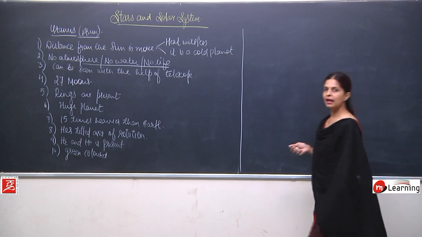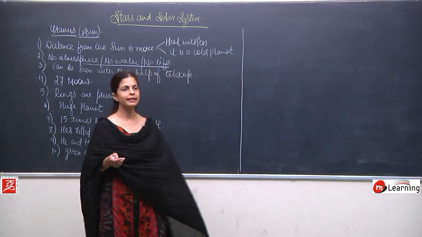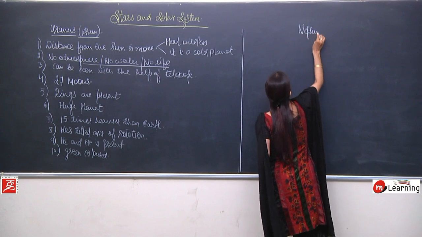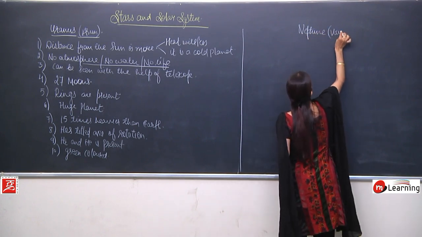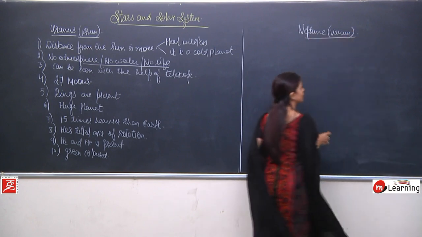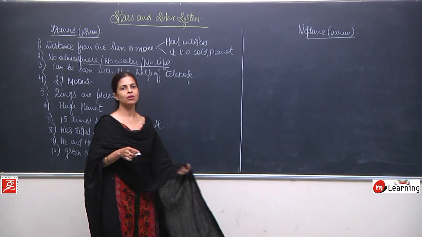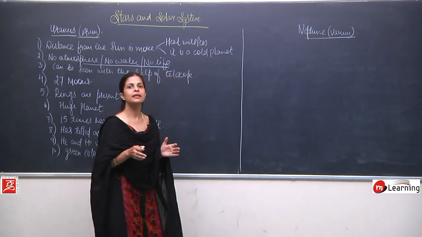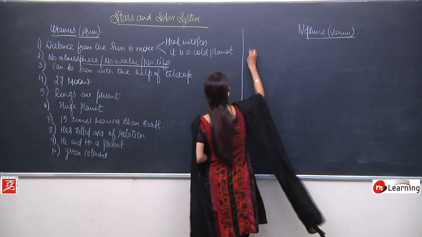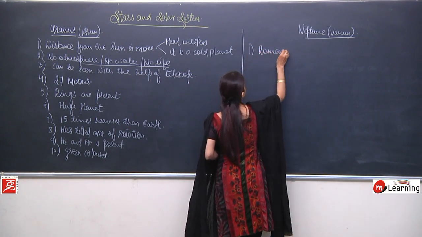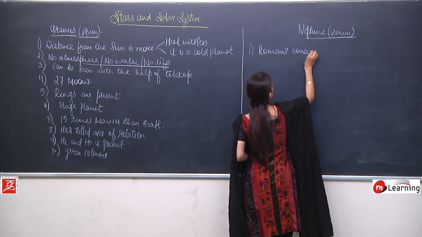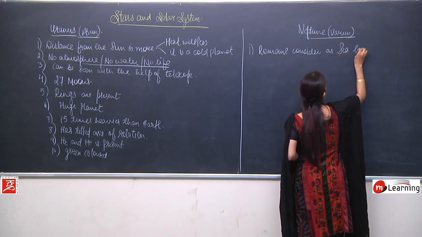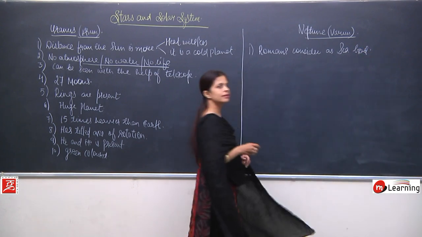Now we'll talk about the last planet, the eighth planet, and that is Neptune. Neptune is known as Varun in Hindi. Arun and Varun. Okay. So in Roman mythology, this one is also considered a god, the sea god. Romans consider Neptune as the sea god.